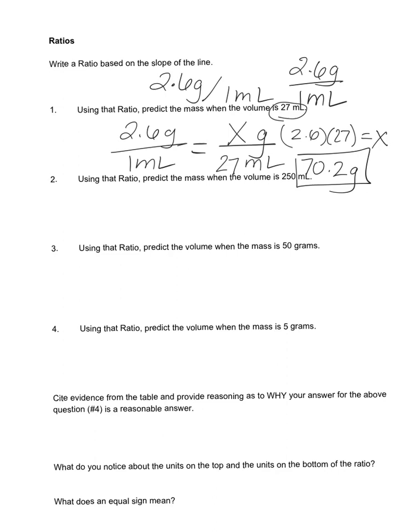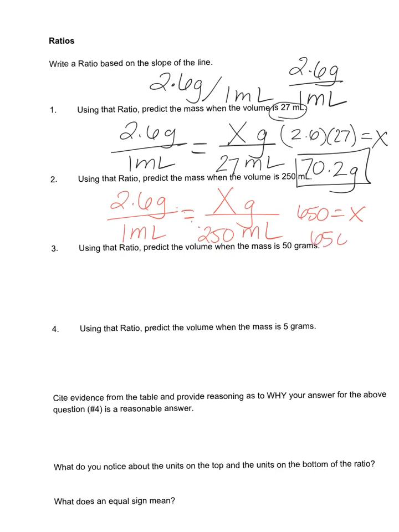For the next one, start with the exact same ratio, 2.6 grams is 1 milliliter. Do my equal sign; top and bottom units have to match. And I put 250 milliliters with the milliliters on the bottom, x for the grams. I'm going to cross multiply. I'm going to have 2.6 times 250, which is 650, equals x times 1. Again, the 1 doesn't matter, so I'm going to have 650 grams.